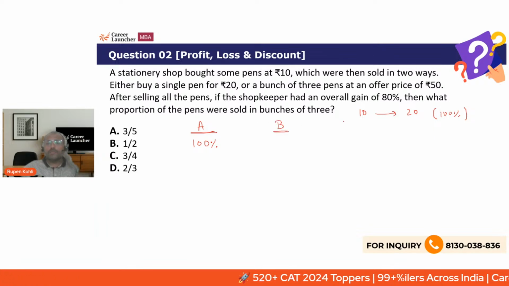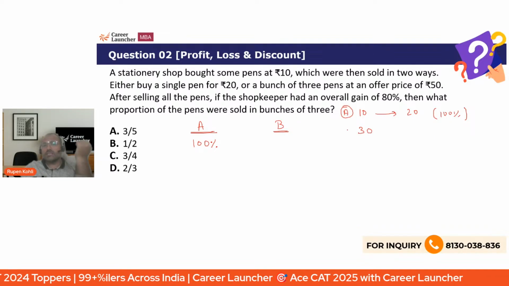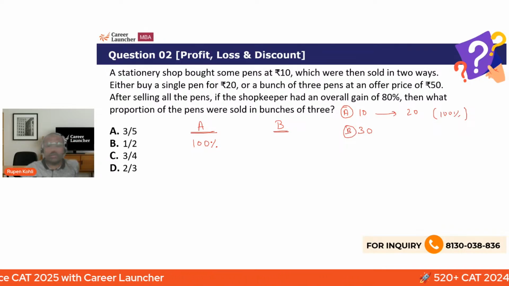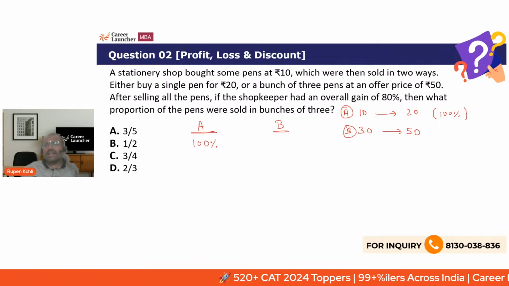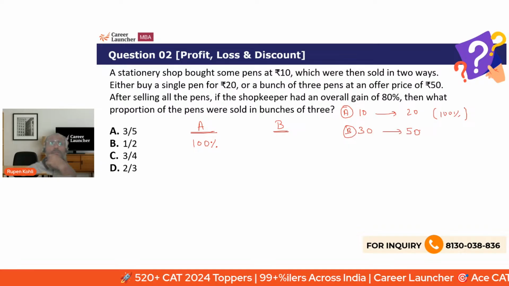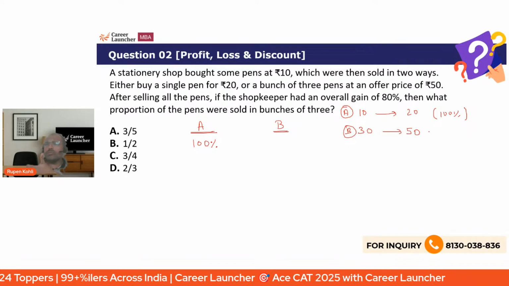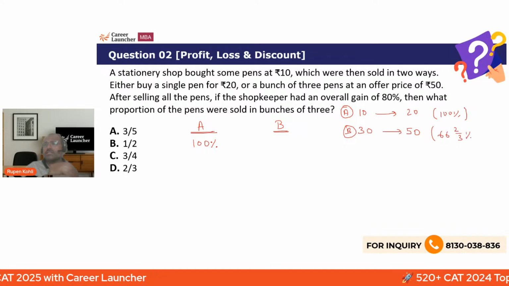Group B, so you had three pens, so they costed 30 rupees. So this is for bunch A, this is for bunch B. So that bunch of three pens, they costed the shop owner 30 rupees, 10 into 3, and you're selling that for 50 rupees. So what is that on a profit percentage basis, people? 50. So you're having a profit of 20 rupees on 30 rupees. So that's a 20 by 30 or a 2 by 3 profit in fraction, or in percentage that is 66 2 by 3.